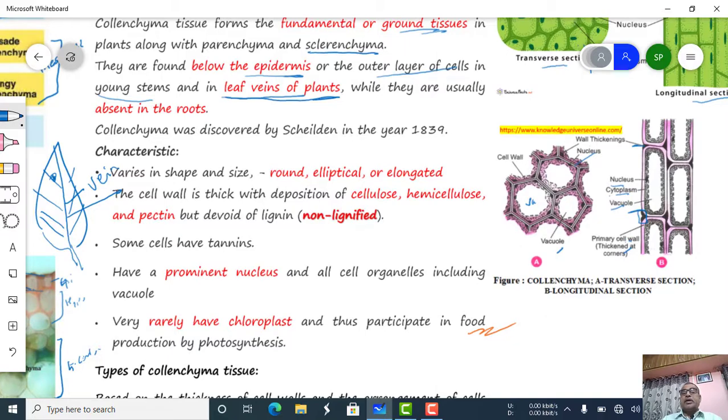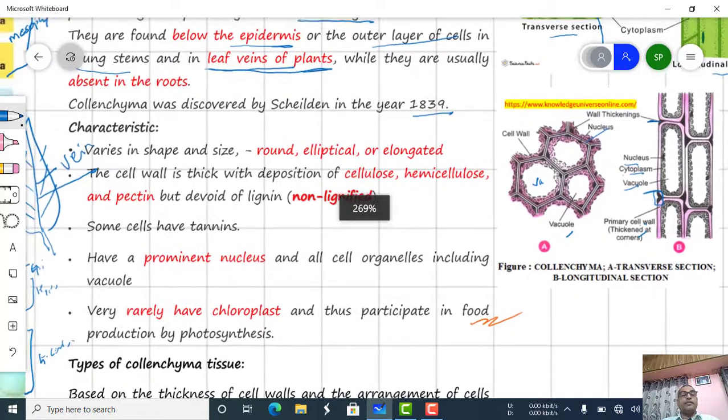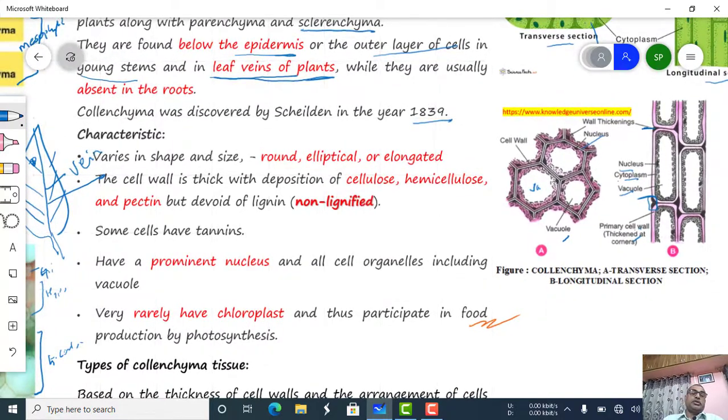Collenchyma tissue was discovered by Schleiden, the cell biologist, in 1839. Just see the characteristics of the collenchyma type of tissue. These collenchyma cells vary in shape and size. They show differences in shape and size, so they may be rounded, elliptical, or elongated.